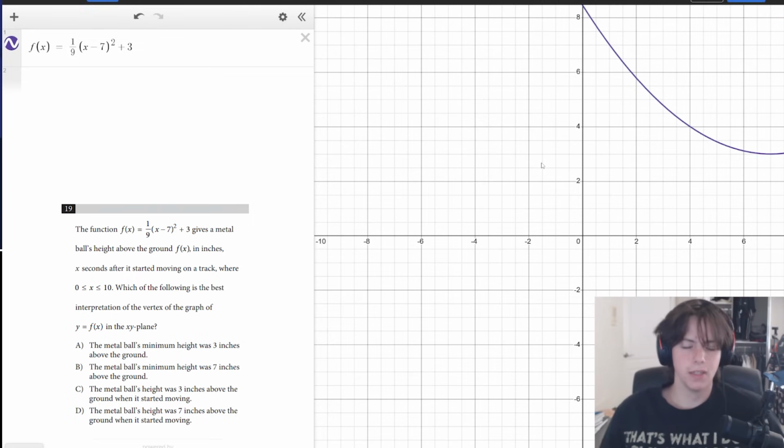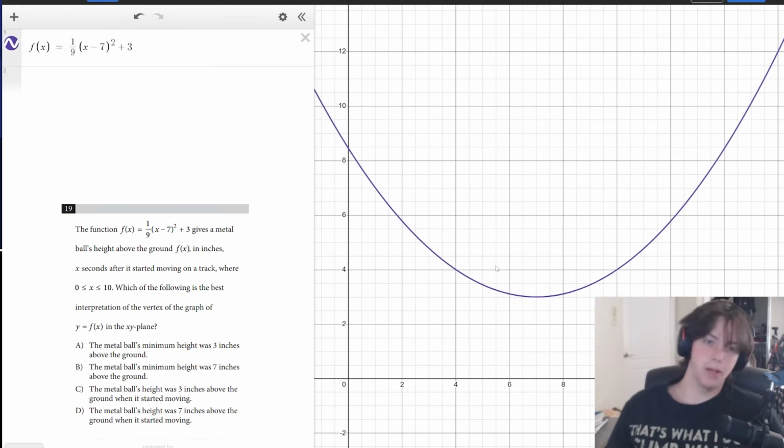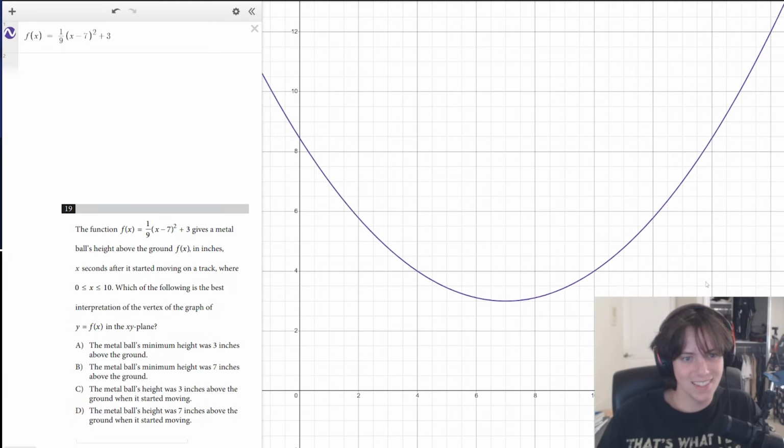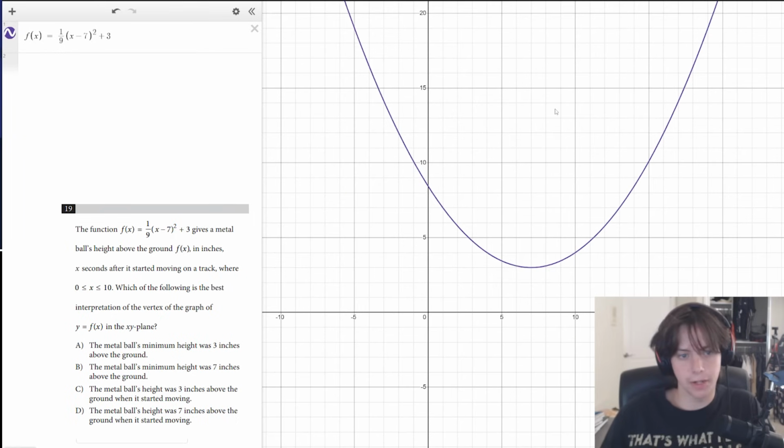It says a lot of mumbo jumbo, but all we have to do is see if the answers make sense. So for A, the metal ball's minimum height was 3 inches above the ground.